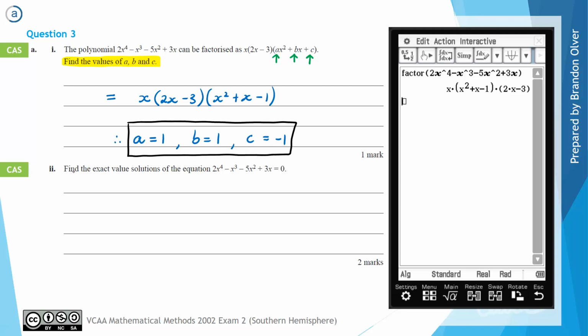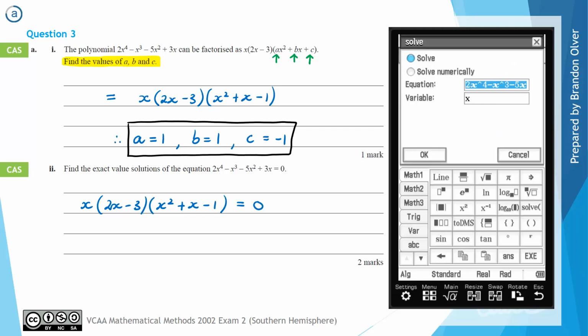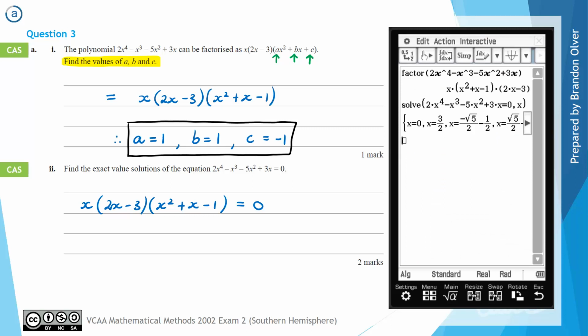For part 2, we're asked to find the exact value solutions of the same polynomial equation equal to 0. That means you could solve the factored form equal to 0, and that's something the CAS calculator can readily do. On the calculator, you can drag down either the factorised expression or even just the original one, and we're going to solve that equal to 0. Highlighting that equation, we go interactive, equation equality, solve, and we want to solve for x, so hitting OK will give us our solutions. Just make sure that your calculator's in standard so that you get those exact values.